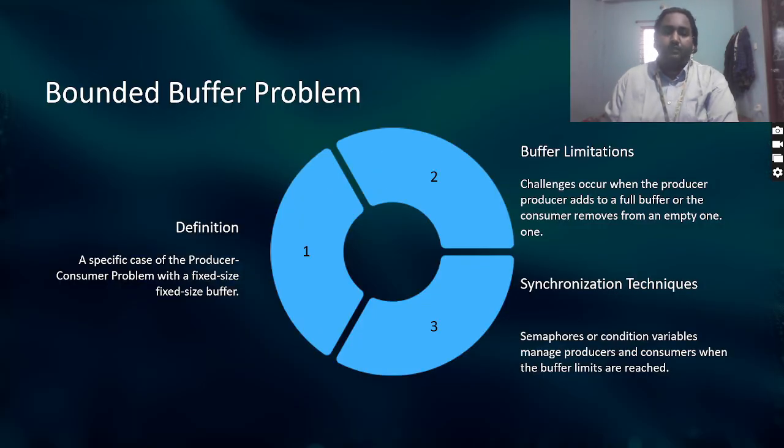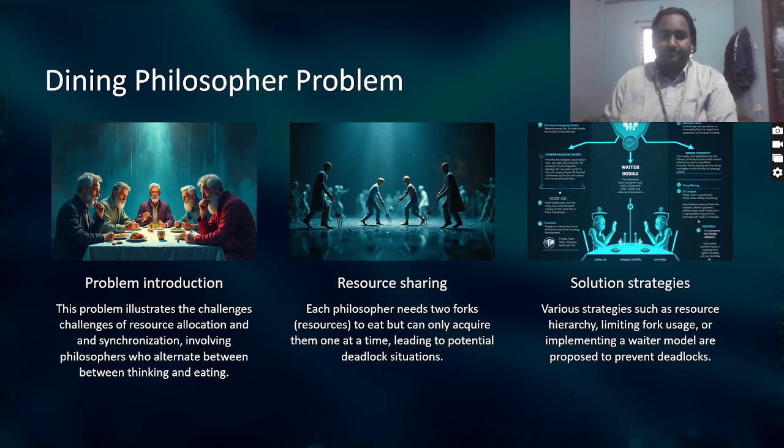Bounded buffer problem. The bounded buffer problem is a specific case of the producer-consumer problem with a fixed size buffer. Buffer limitation. Challenges occur when the producer adds to a full buffer or the consumer removes from an empty one. Synchronization techniques. Semaphores or condition variables manage producers and consumers when the buffer limits are reached.